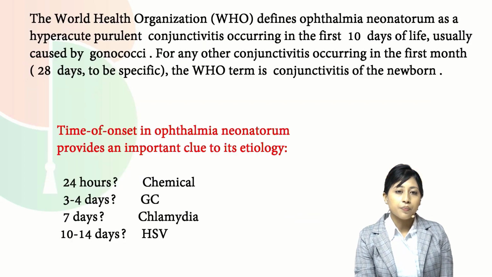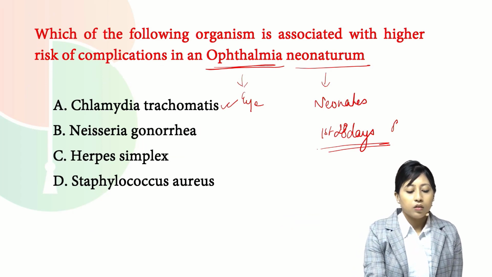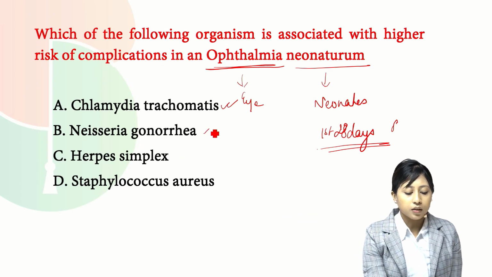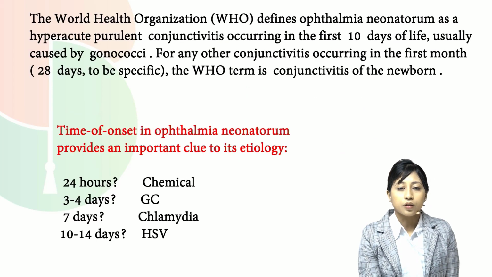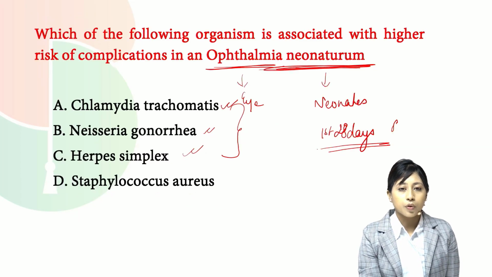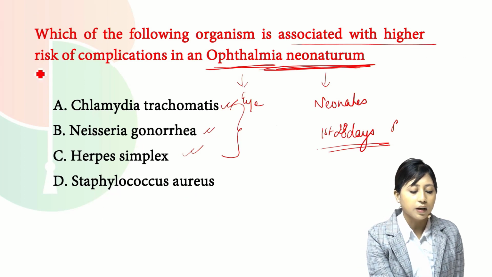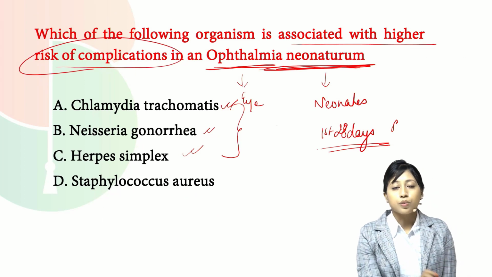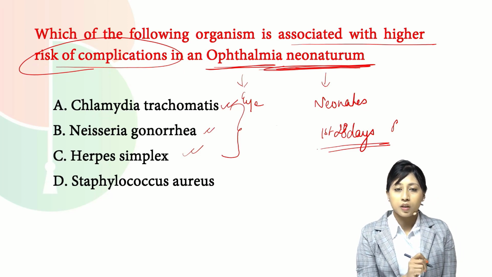So in our question, Chlamydia trachomatis, Neisseria gonorrhoeae, herpes simplex, all these three options can cause ophthalmia neonatorum, right? Because we saw according to the etiology, gonococcus, chlamydia, herpes simplex. But what is the question? It is associated with higher risk of complications. Which organism is associated with higher risk of complications?